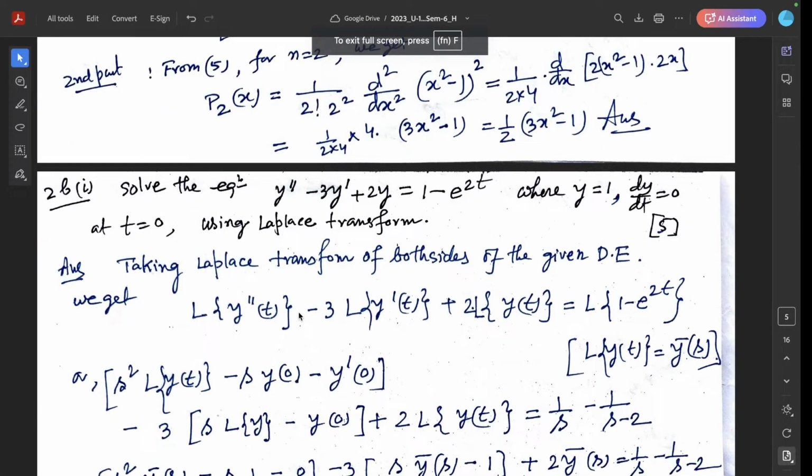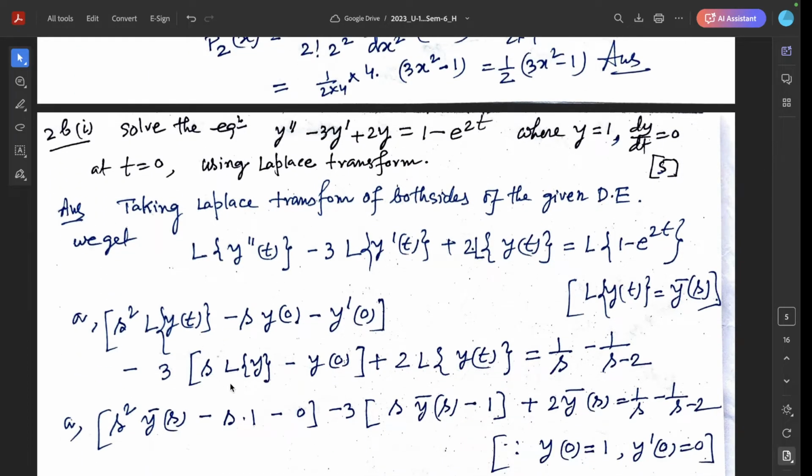Taking Laplace transformation of both sides of the given differential equation, we get L of y double dash t minus 3 L of y dash t plus 2 into L of y(t) equal to L of (1 minus e to the power 2t). Here, L of y(t) is y bar(s), say. Now, L of y double dash t is s square L(y) minus s y(0) minus y dash(0), and minus 3 into (s L(y) minus y(0)), plus 2 into L(y), equal to 1 by s minus 1 by (s minus 2).